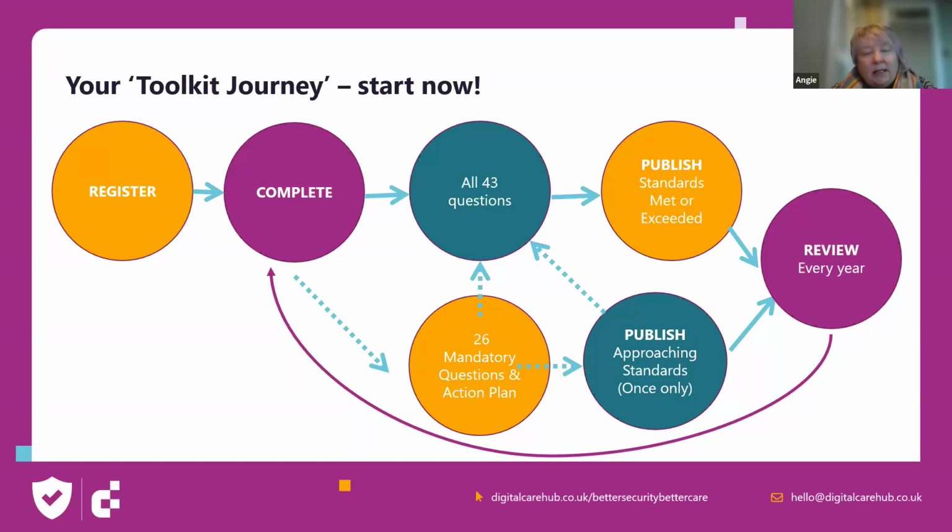If you're publishing to standards met, there's 43 questions. You should really aim for standards met, but if you can't get there in one step, because we know there's quite a lot of detail that goes into it, you can publish to approaching standards, but you must include an action plan about how you will get to standards met next time. You can only publish to approaching standards once.